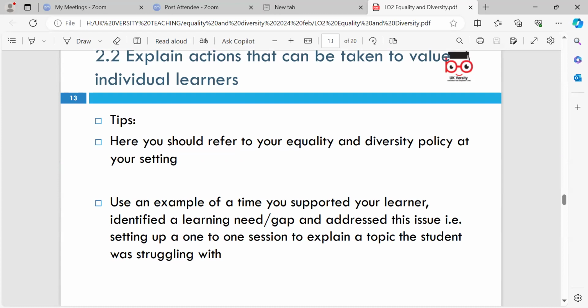A tip here is you should refer to the equality diversity policy at your setting. So use an example of a time you supported a learner, identified a learning need gap and addressed the issue. For example, setting up one-to-one sessions to explain to a student what they were struggling with.